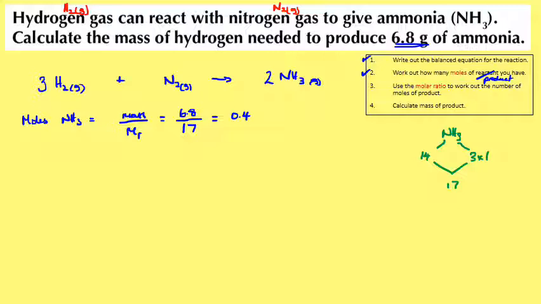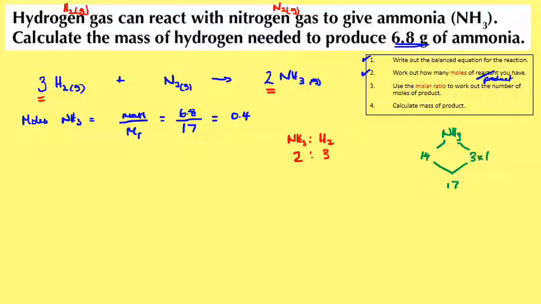Okay, so now we want to have a look at the molar ratio. So molar ratio looks, and we're calculating hydrogen, so let's look at the molar ratio between hydrogen and ammonia. Okay, so we've got 2 moles of ammonia made from 3 moles of hydrogen. So you need more hydrogen to make a smaller amount of ammonia. So the ratio, let's say if we write out the ratio NH3 to hydrogen, that's going to be 2 to 3. That's our molar ratio.